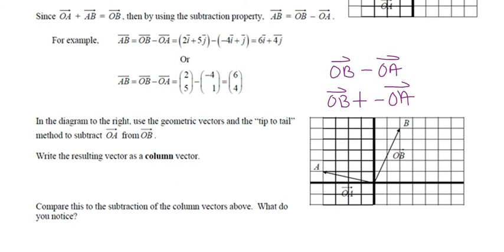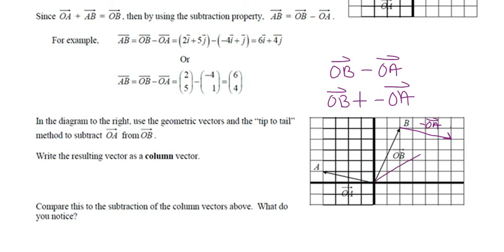So how am I going to draw negative OA off of this point? Which way am I going to go? To the right. How far? The same distance. 4 and then down 1. And it looks like OA except it's just that way. So this is negative OA.